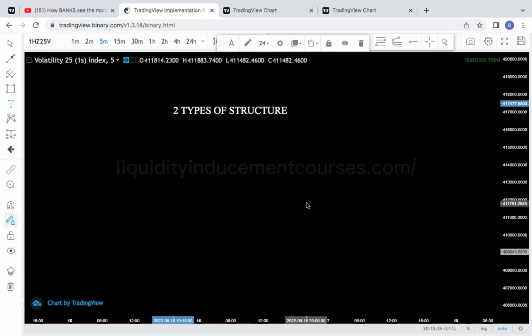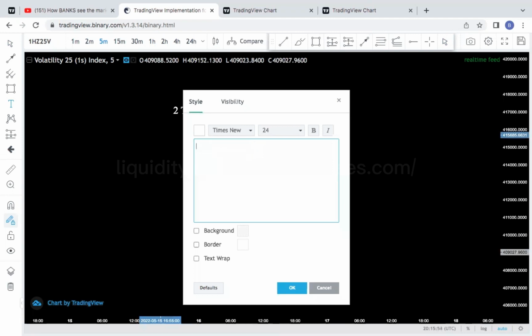All right. Now, everything that happens on price is structure. We have simple structure, we have complex structure. So let's talk about the simple structure first, and then we'll talk about the complex structure.